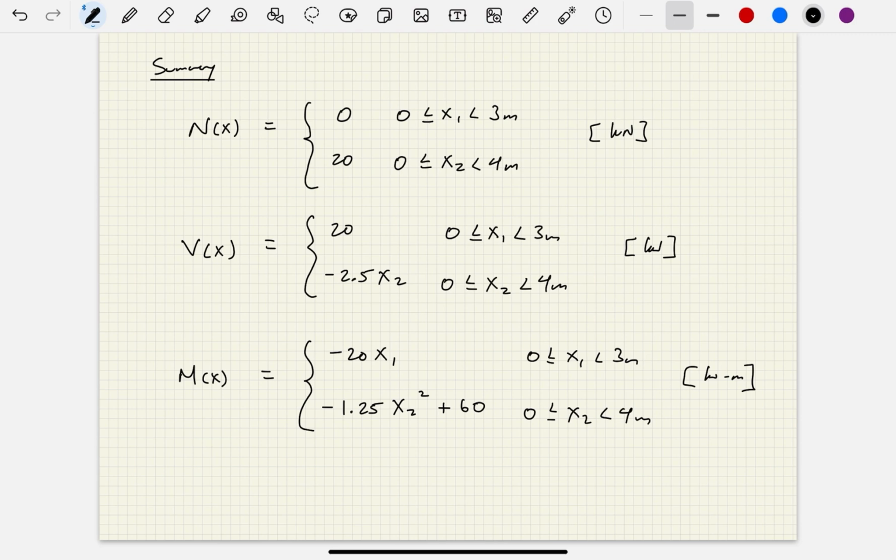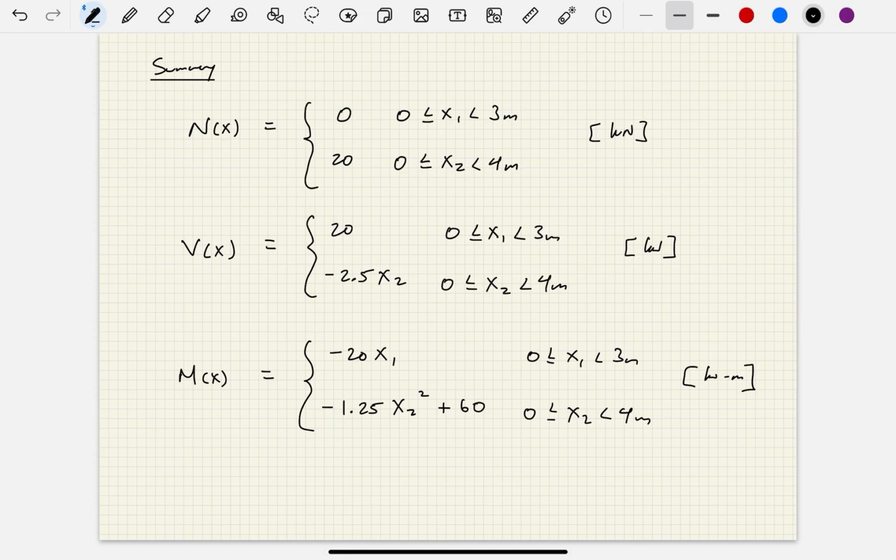Now, here's a question for you. Okay, these are each piecewise functions. You have two domains, two pieces. One domain is defined by an x1 location variable. The other is defined by an x2 location variable. Is this the only way that we could have developed these functions? No. Remember, what the functions ultimately are expressed as is going to be based on how you define your origins and the direction that you point positive x.